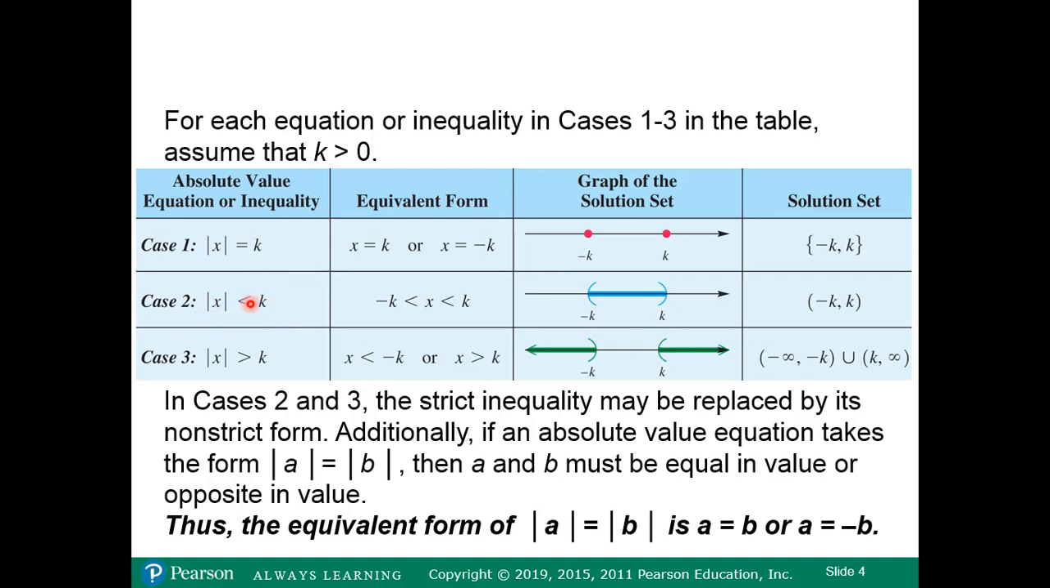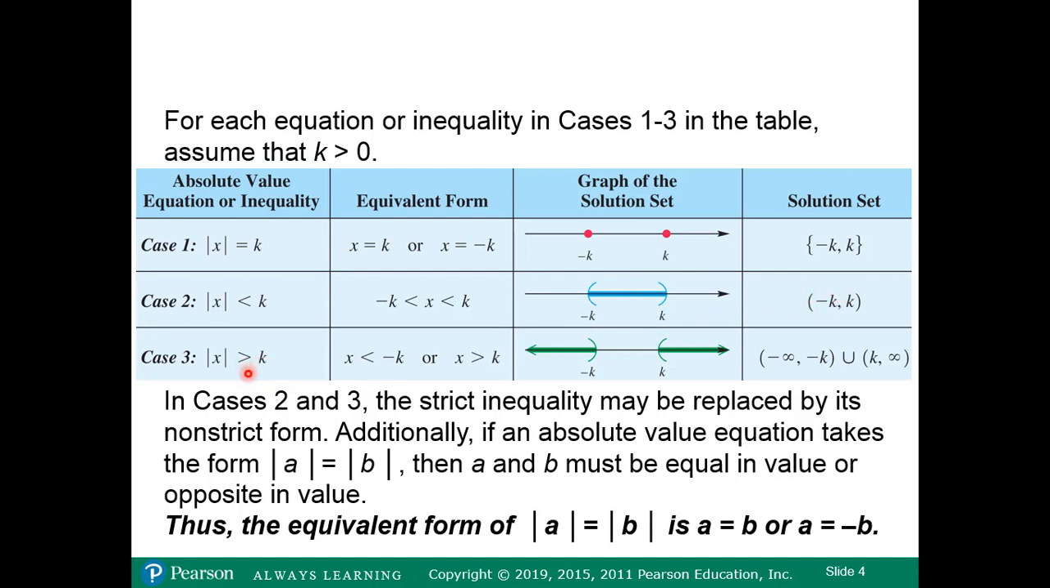If it's less than k, we're saying that x is less than k and greater than -k, because we have to multiply both sides by -1, so we have to flip the inequality. So we get this result. The absolute value of x being less than k is the same as x being between -k and k, which is given by this graph. So it's all the values that are in between -k and k.